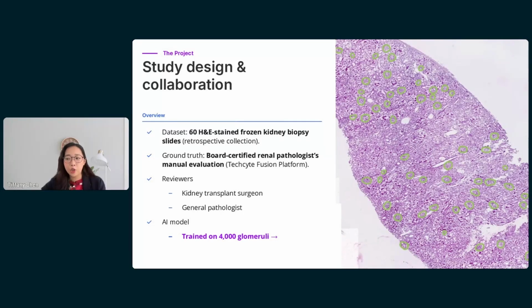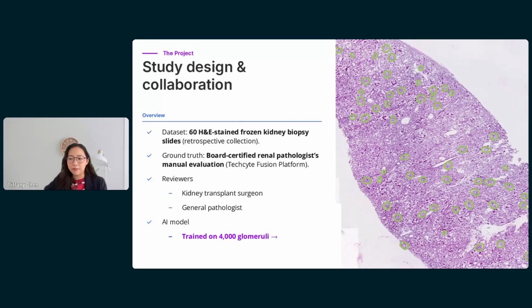Then we recruited 2 independent reviewers to evaluate the slides. We had one general transplant surgeon who is not a pathologist by formal training, but is familiar with reviewing biopsies in the clinical setting with pathologists. And then we also had a general surgical pathologist who did not do renal pathology subspecialty training, so they have limited renal pathology experience.